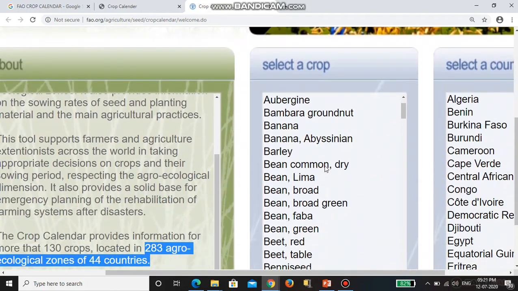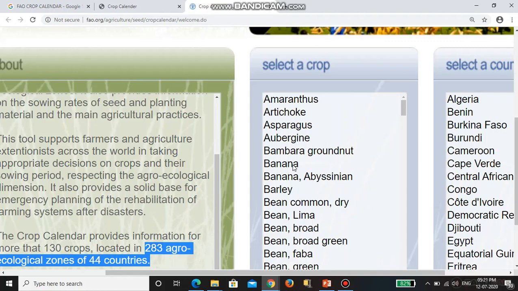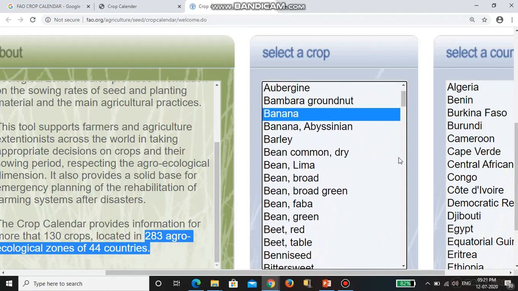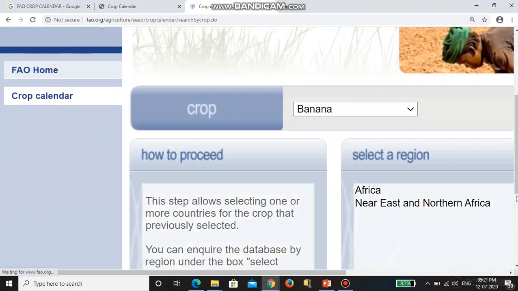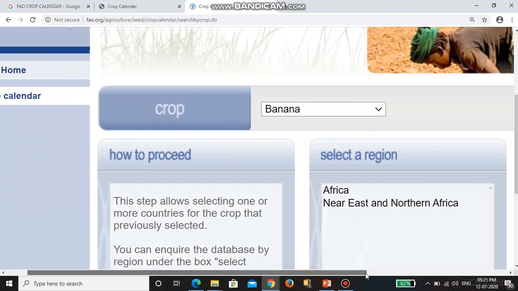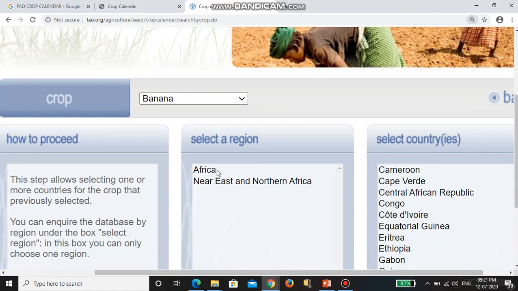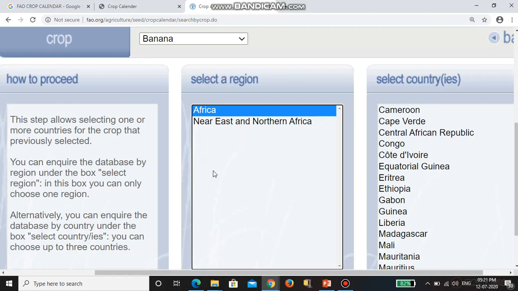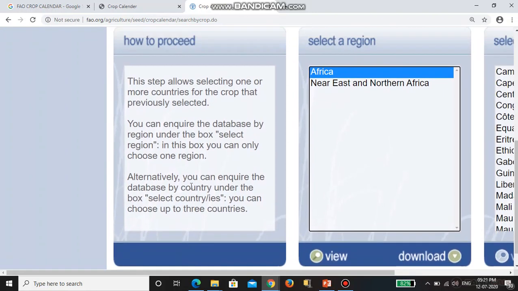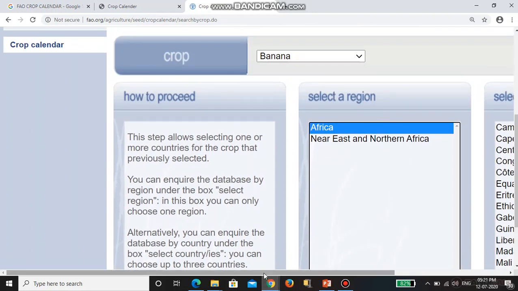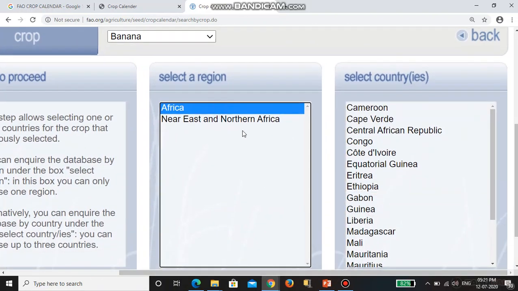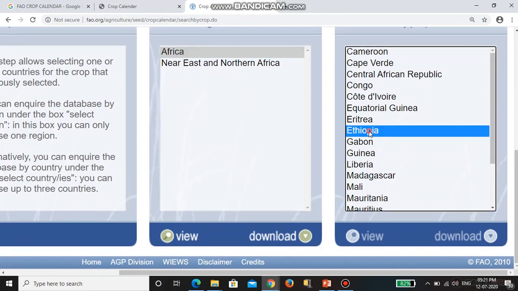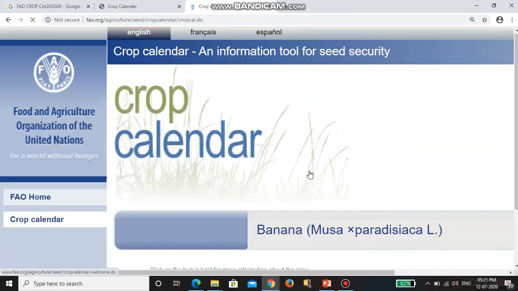For example, I want to choose a crop. I am choosing banana. You choose banana and click next. Then you select the region. For example, I'm choosing Africa. For banana, only Northern Africa is there, because they gave only for about 40 countries, so only those countries will be here. Here I'm giving Ethiopia and view. So here you can see.